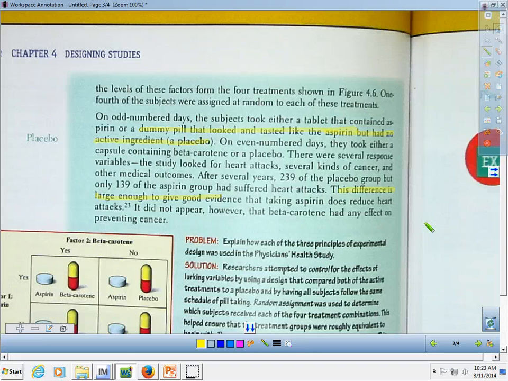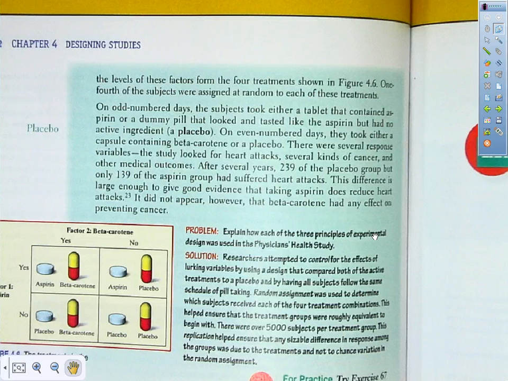It did not appear, however, that beta-carotene had any effect on preventing cancer. So, unfortunately, that didn't work out so well. And the reason why I wanted to show you this is that we can talk about the three principles of experimental design in this particular health study. Okay. First and foremost, control.